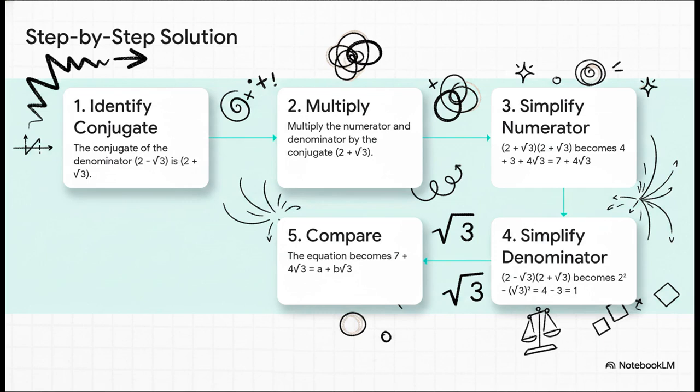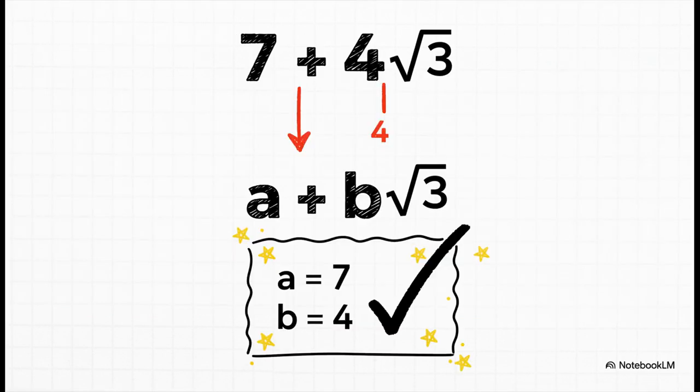So let's walk through it. Step 1. Identify the conjugate. The denominator is 2 minus root 3, so the conjugate is 2 plus root 3. Step 2. We multiply the top and the bottom by that conjugate. Now, the numerator becomes (2 plus root 3) squared, and the denominator becomes that nice difference of squares, 2 squared minus (root 3) squared. You do the math, and the whole thing simplifies down beautifully to 7 plus 4 root 3. Much better.